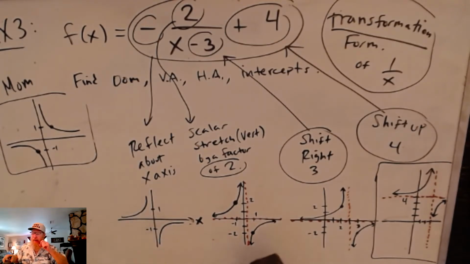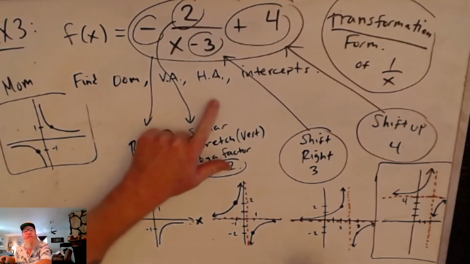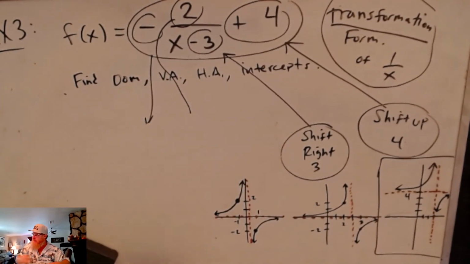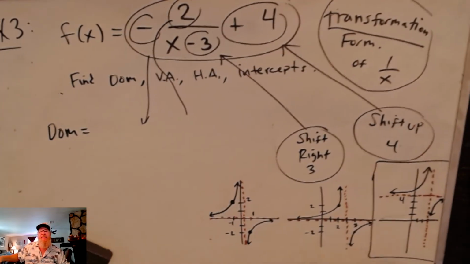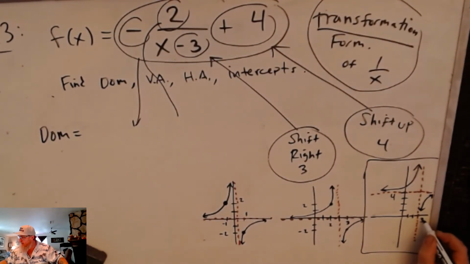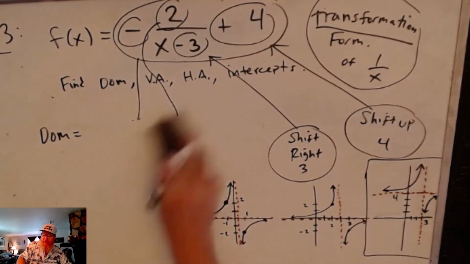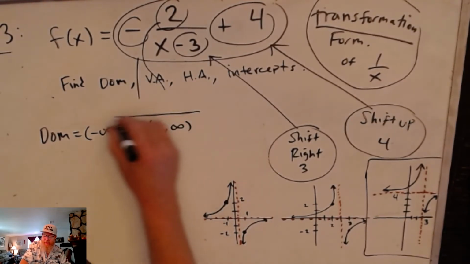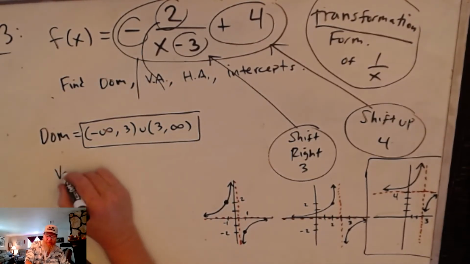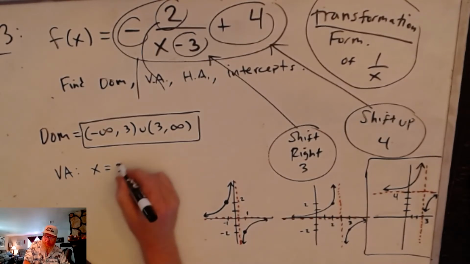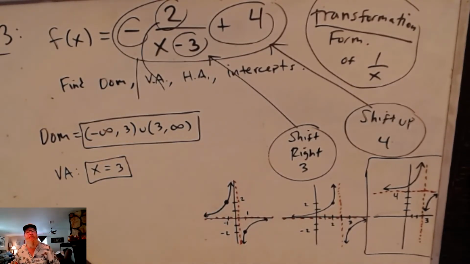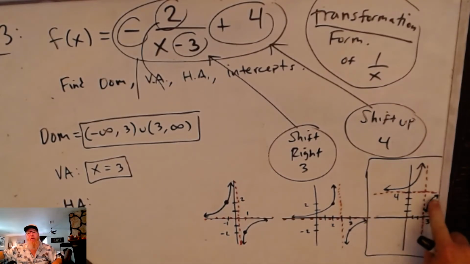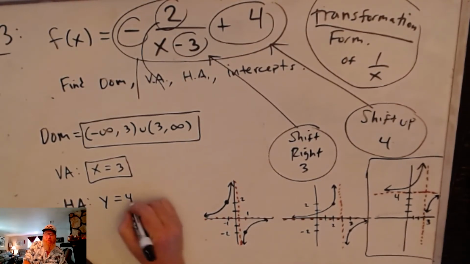All right, so the question was to find the domain, the horizontal and vertical asymptotes, and the intercepts. So let's go ahead and answer those questions. So domain, you can kind of see it in the graph. Remember, this vertical asymptote is 3. So the domain is negative infinity to 3, union 3 to infinity. That's your domain. The vertical asymptote, x equals 3. It's the number that's been excluded from the domain. Horizontal asymptote, well, you can see it over here. It's 4. Y equals 4.